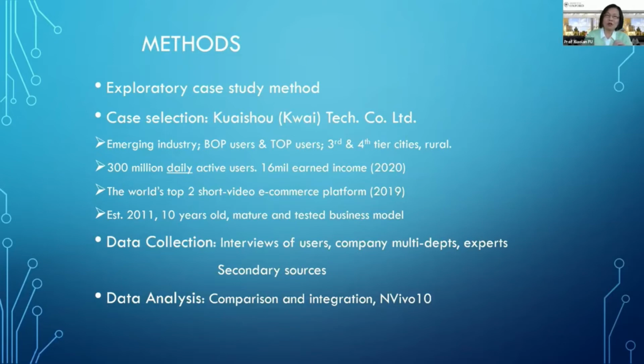So this is a platform very popular in the 3rd and 4th tier cities and in the rural regions of China. Most of its users come from the marginal society. In 2020, it had more than 300 million daily active users, and it was the top 2 short video e-commerce platform in the world in 2019. Because of its widespread adoption in the marginalized society, and also because it has a mature business model, we chose to analyze it.